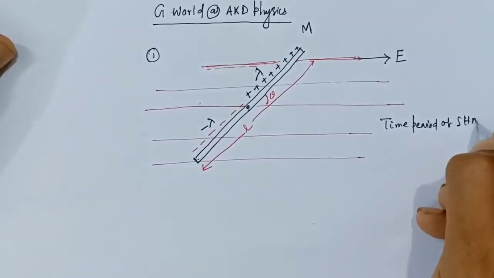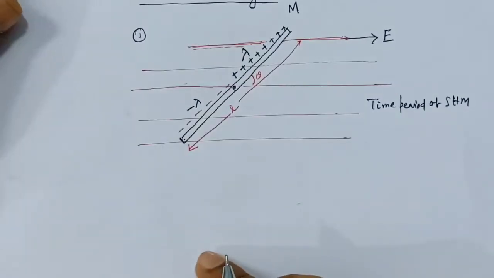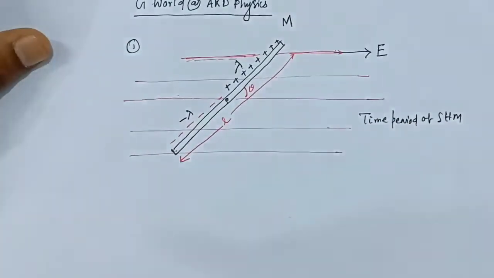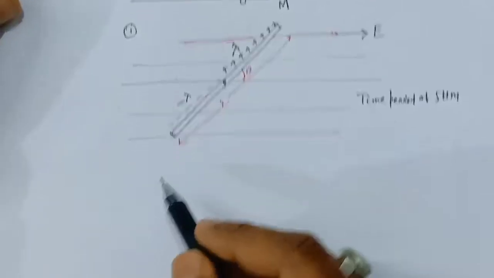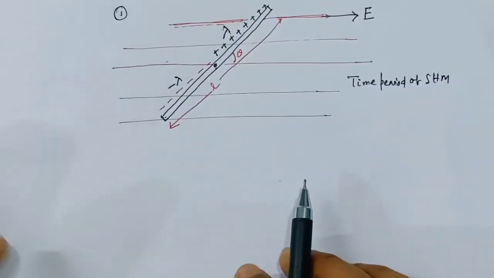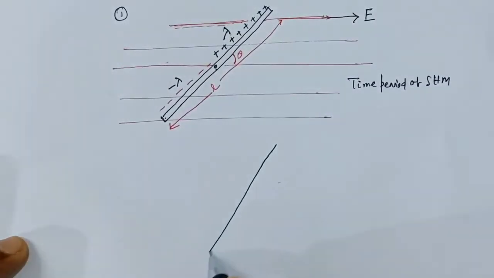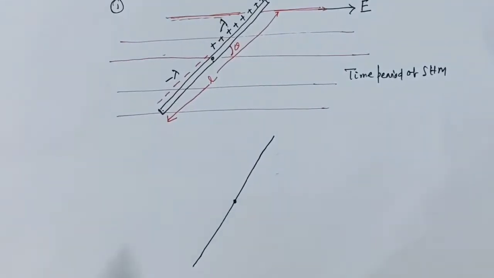Now the question has arisen: can this SHM happen here? Let me think about how this SHM is happening. If the electric field is like this, let me think about it in a better way. Let me redraw. This is my question, and this is exactly the pivoted end.